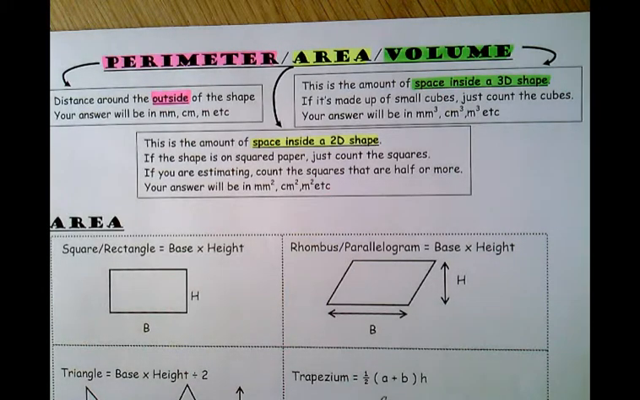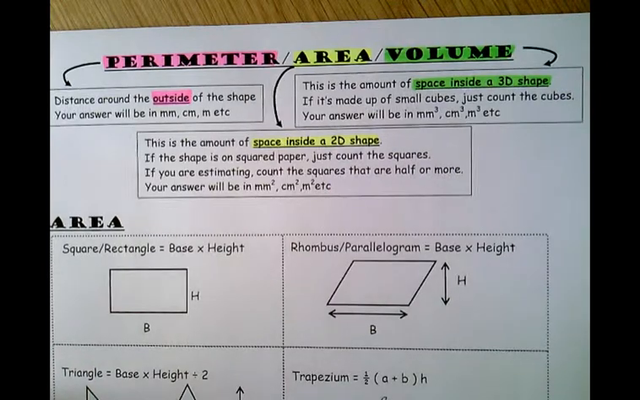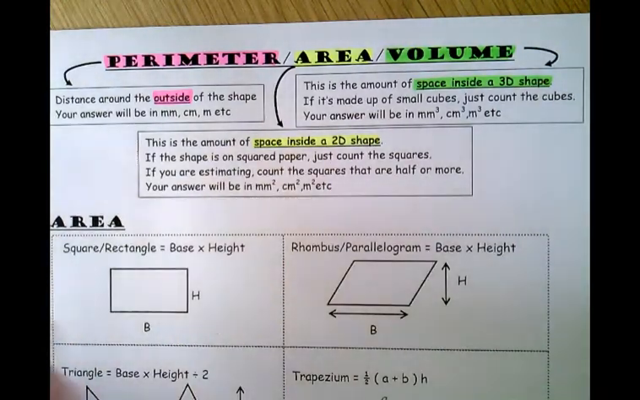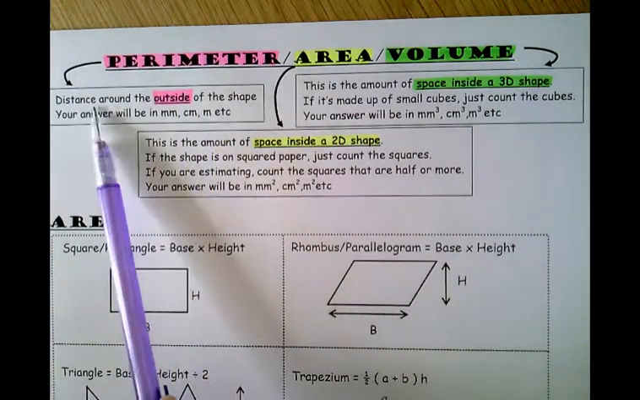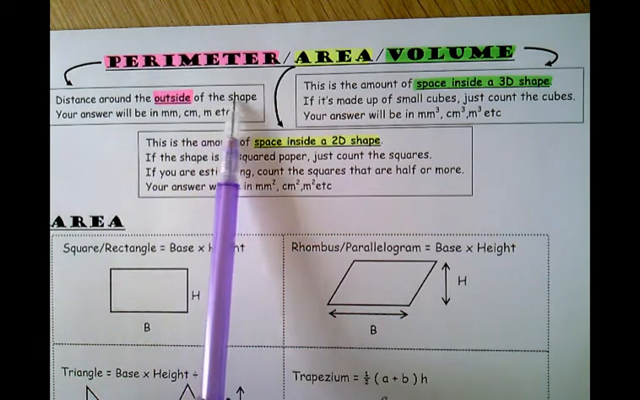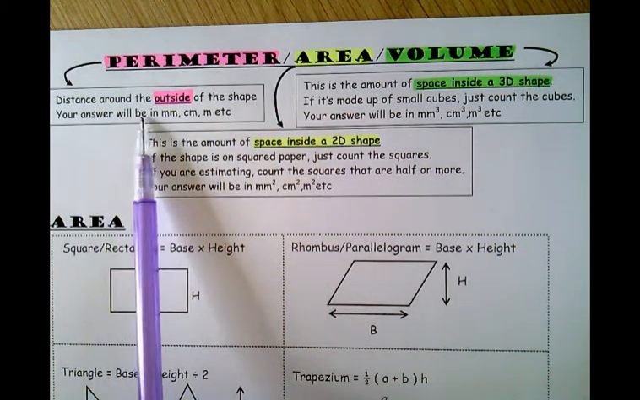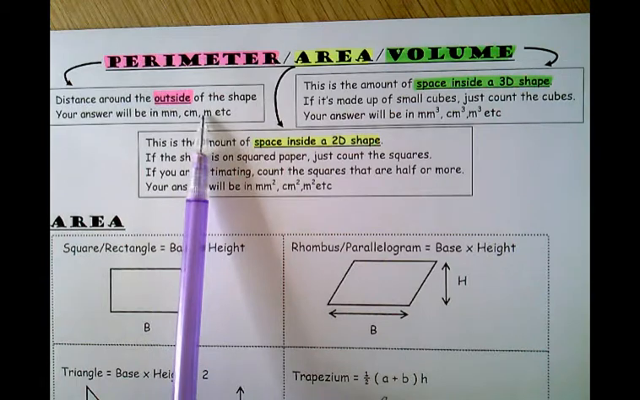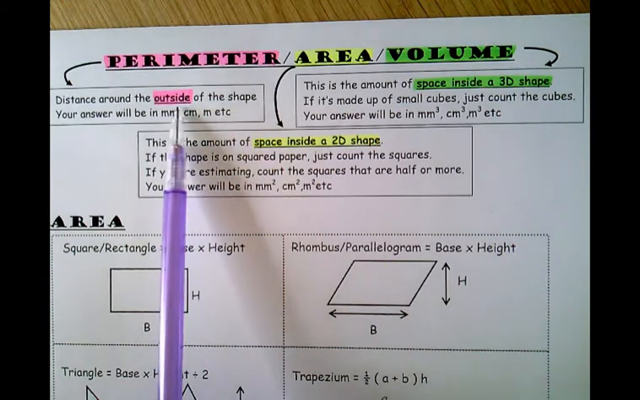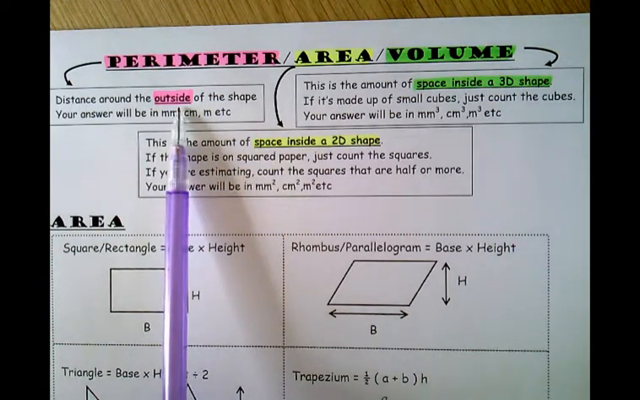This video is on perimeter, area and volume. So this is all to do with shapes. The perimeter is the total distance around the outside of a shape, and your answer will be just in millimetres, centimetres, metres, kilometres, something like that, because it's just a distance, so it's just a length.